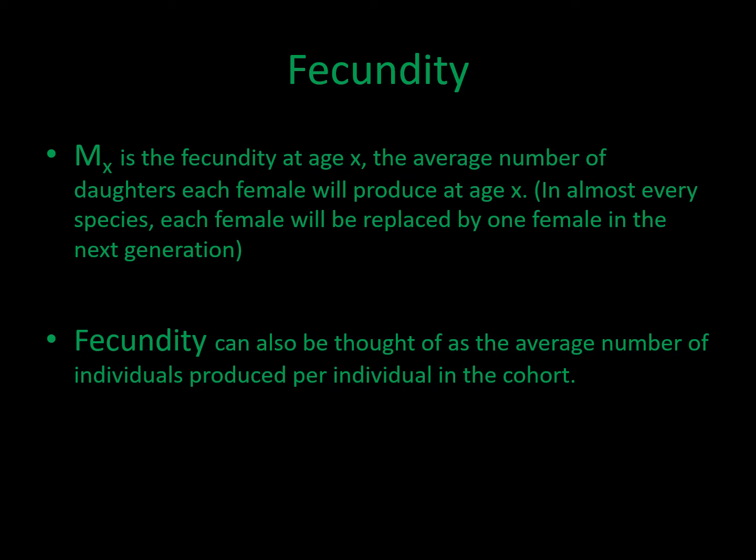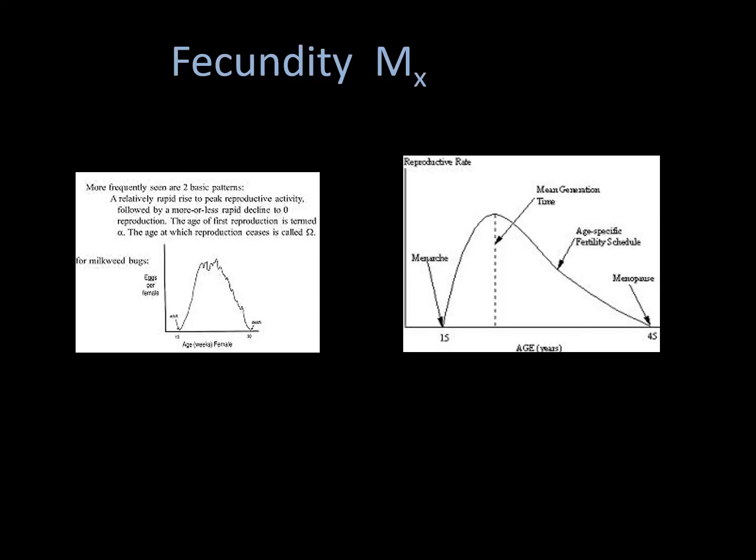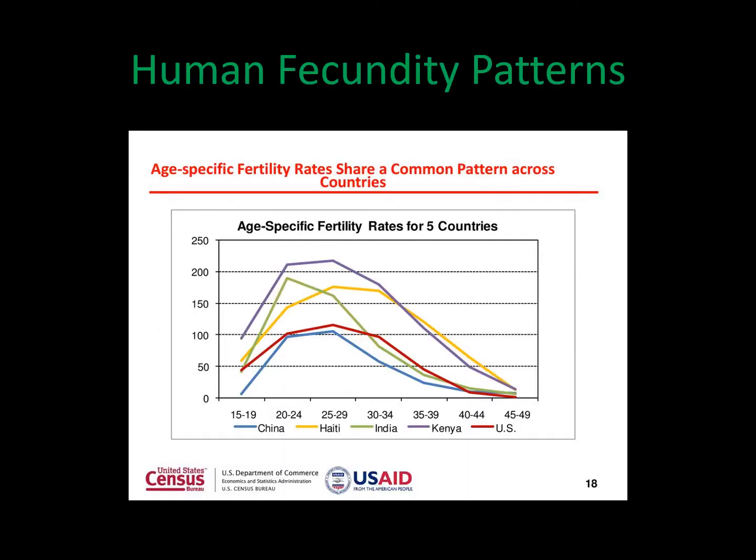Fecundity can also be thought of as the average number of individuals produced per individual in the cohort. So fecundity has an age function. It has an age distribution, just like survivorship. So for example, when an animal is first born or a plant first starts to grow, it's pre-reproductive. And then it reaches an age in which it is reproductive, and then usually as it ages, that reproductivity goes down, that fertility rate goes down. And it can be very age specific in many areas.